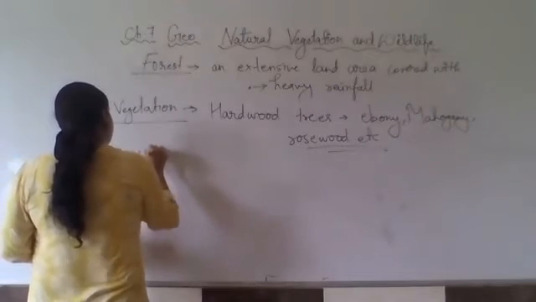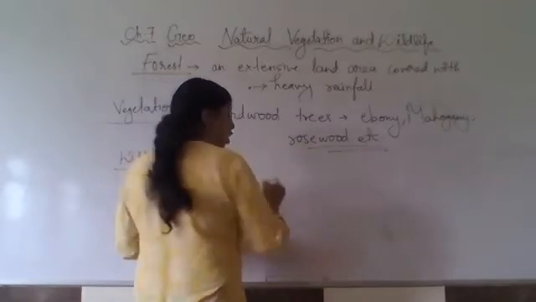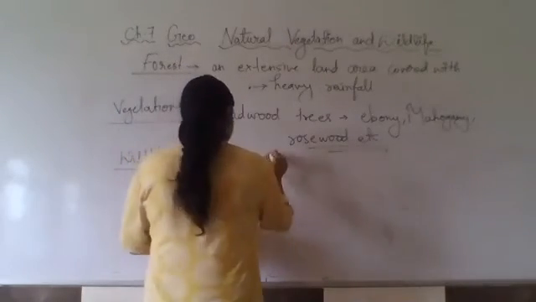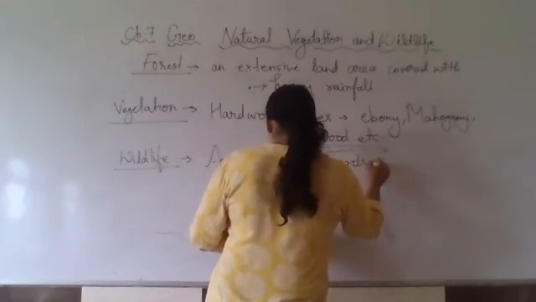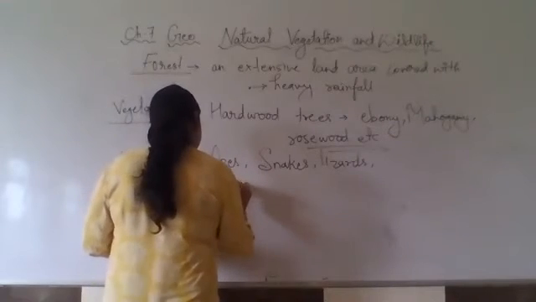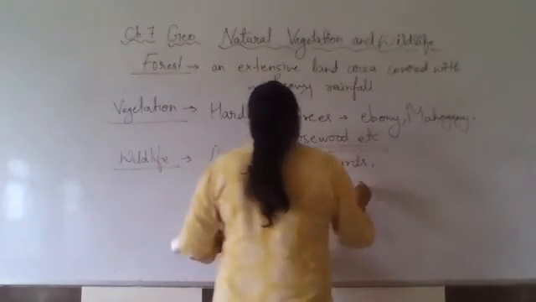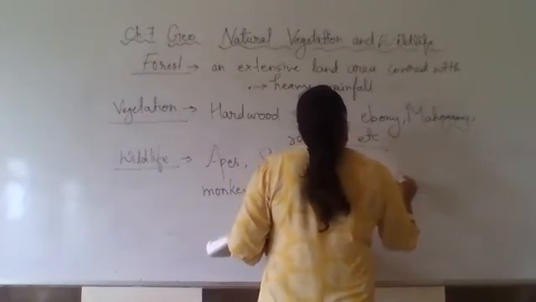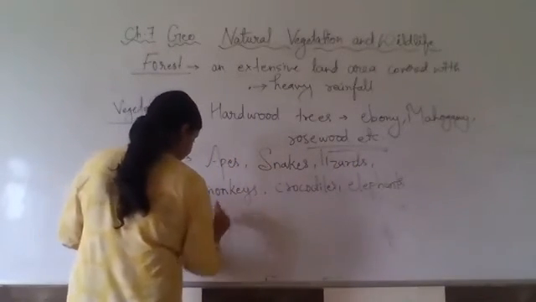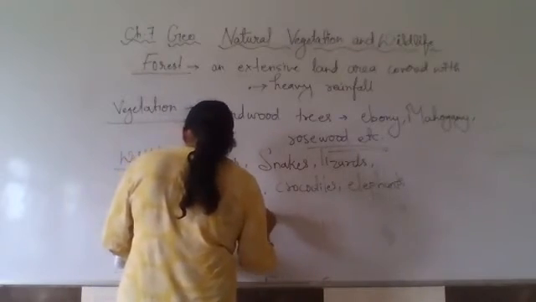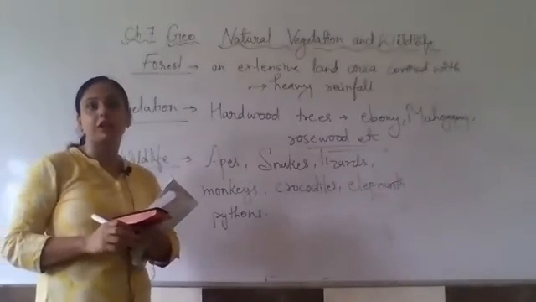These are the hard trees which are found in this forest. Now, what is the wildlife which we find here? In wildlife, in that forest, you will find ants, snakes, lizards, monkeys, crocodiles, elephants, pythons. These are the main animals which are found in the tropical evergreen forest.